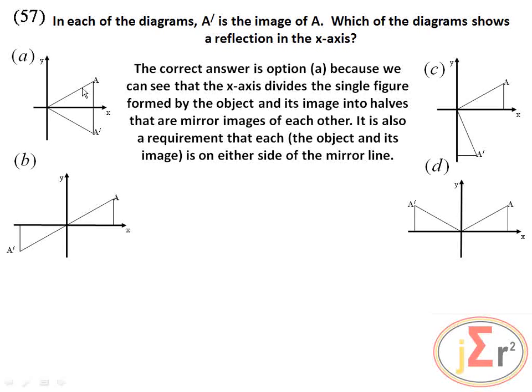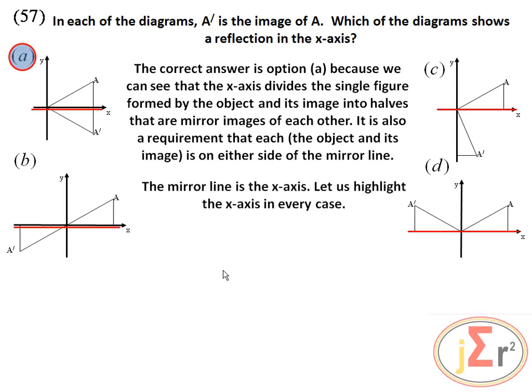It is also a requirement that the object and its image are on either side of the mirror line, and we have here the object and its image on either side of the mirror line. The mirror line is the x-axis. The object and its image are on opposite sides of the x-axis, and the x-axis divides them into halves that are mirror images of each other. We are sure that option A is correct.